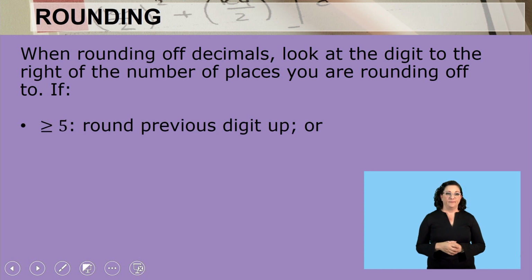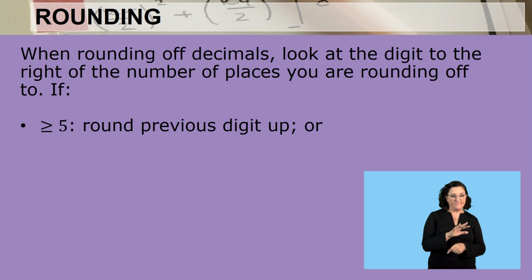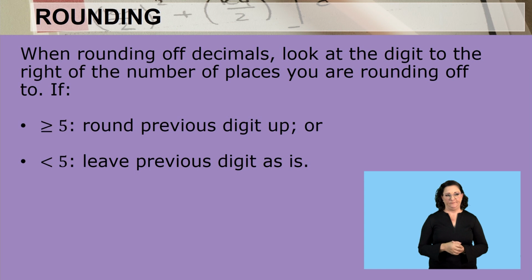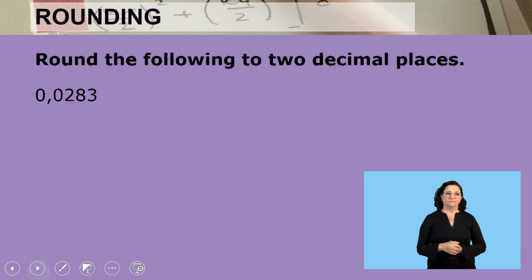If it is greater than or equal to 5, round up the previous digit. Or if it's less than 5, leave the previous digit as it is. And let's look at examples. This would make sense.